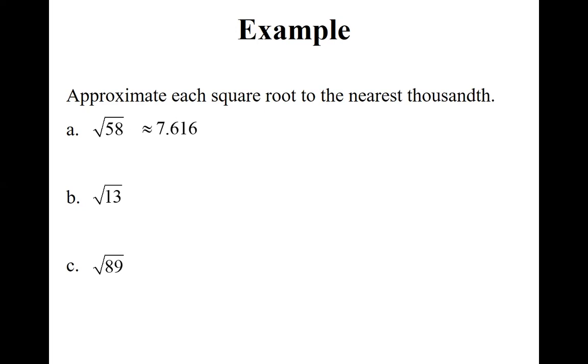Square root of 13: 3.6055, which will round up to 3.606. The square root of 89: 9.4339. That's going to round up to 9.434.